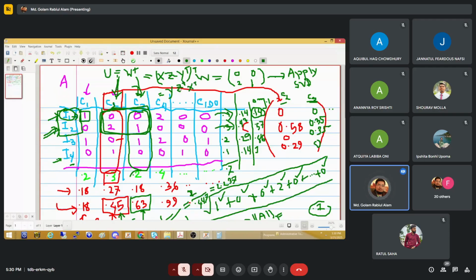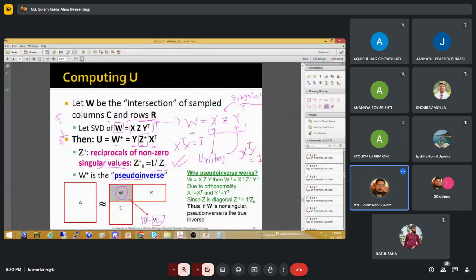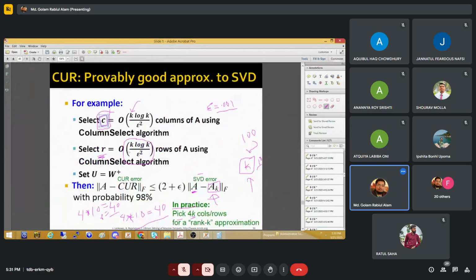In that case, this value G plus will be just 1 by G of ij. So in that case, we will get the U. We will find out the U for that case. So this is how we can calculate, we can compute the U.